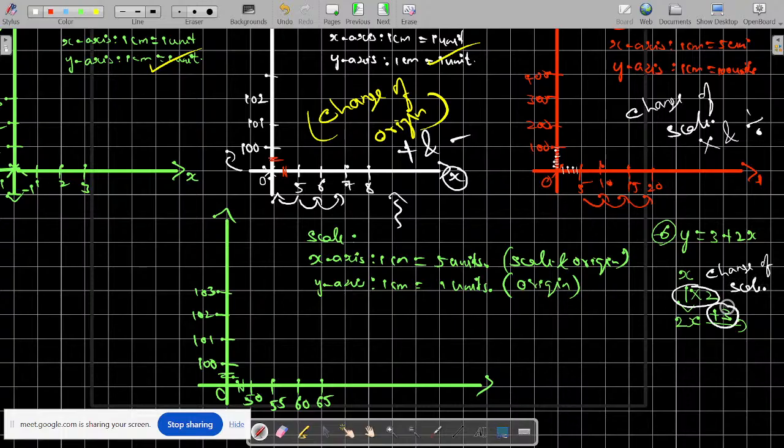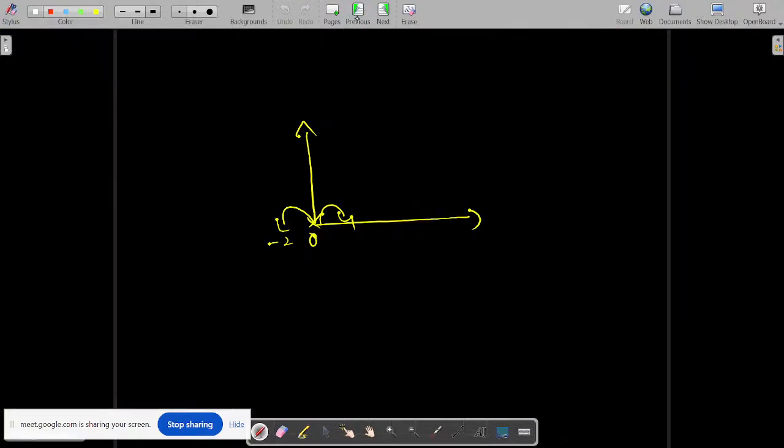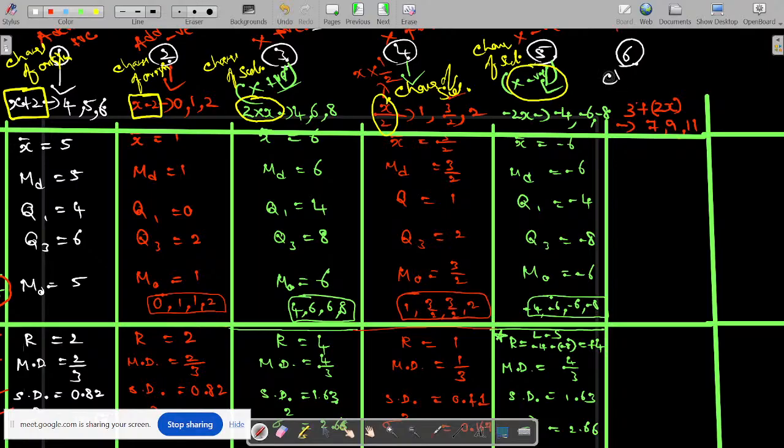Second step, what I have done? I have added to each and every 2x, I have added 3. So what has happened here? Change of origin. So which one is taking place first? Change of scale. So you have to give this as order. Change of scale, then change of origin. So you can please make a note over here. This is change of scale first and then origin. Okay.